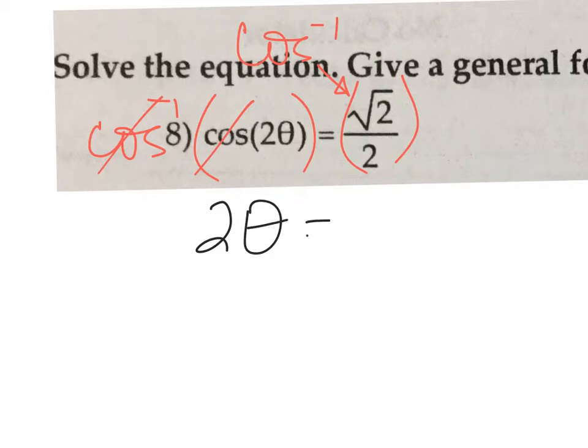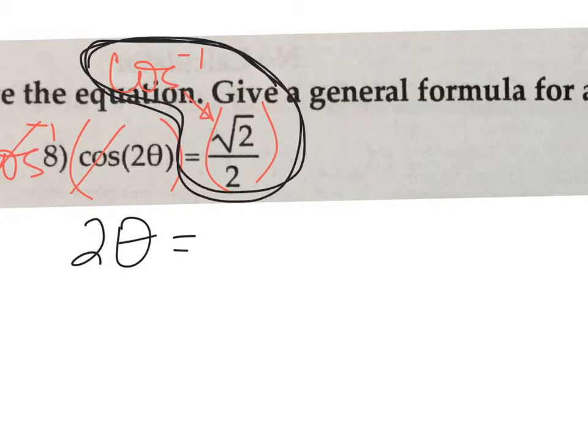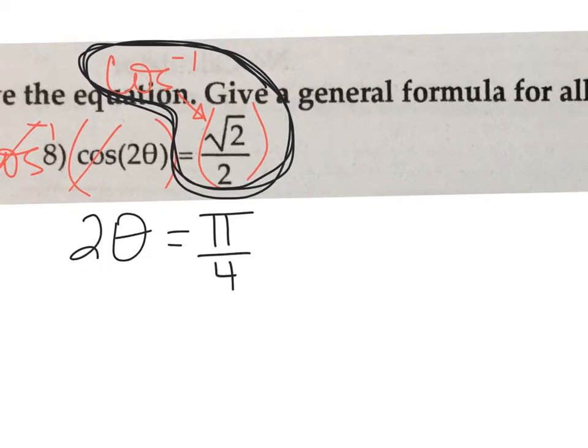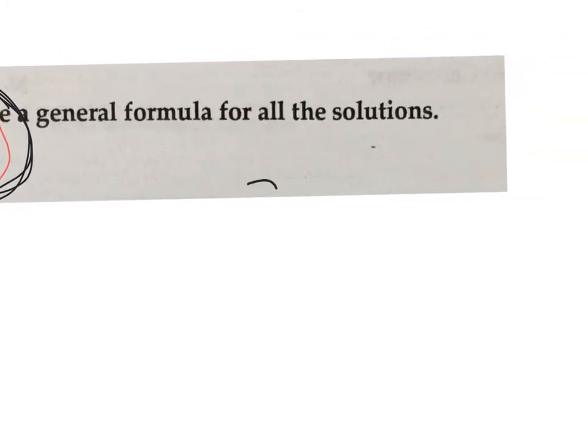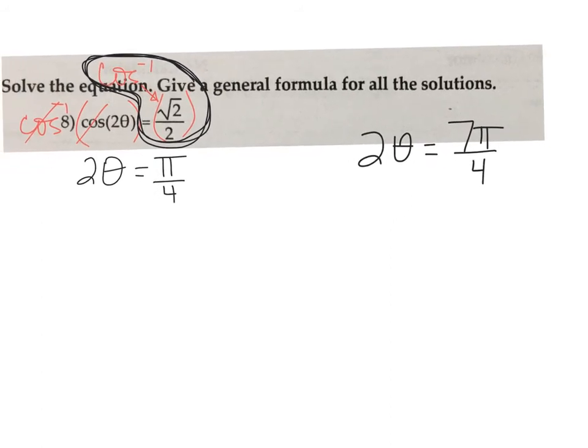So I have 2 theta equals. Now I have to think and use my unit circle: at what angles is the cosine having a value of root 2 over 2? And one of them happens at pi over 4. Okay, and then the other one happens again at 7 pi over 4. Those are the 2 angles on my unit circle where the x value of the point is root 2 over 2.